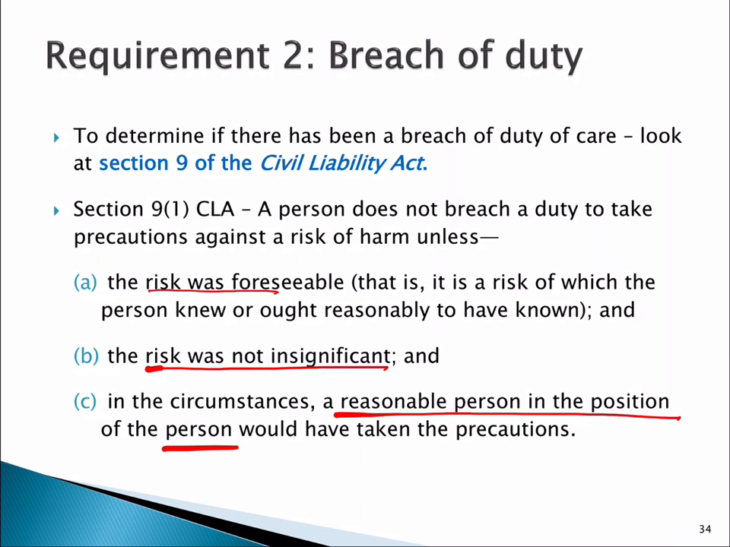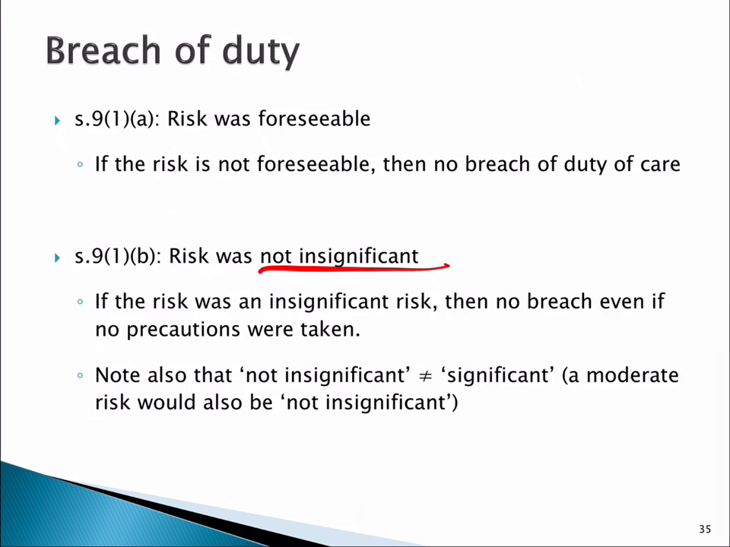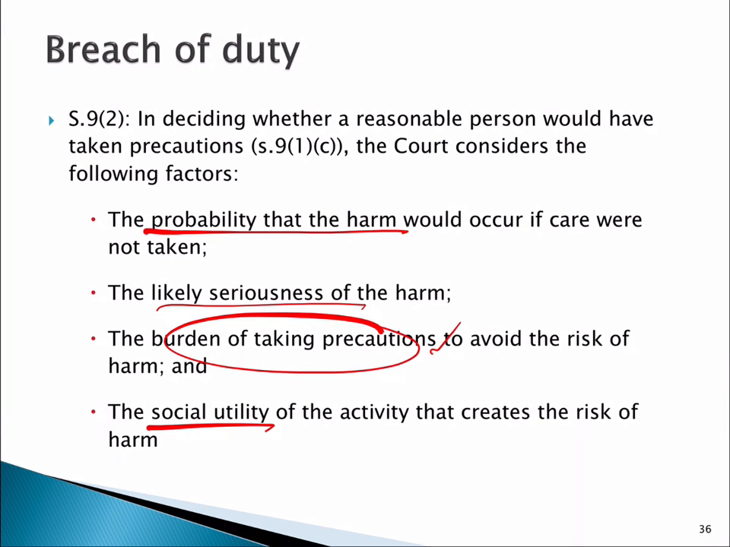So just to summarise again, what's required under Section 9 for a breach is that the risk is foreseeable, it's not insignificant, and a reasonable person in the position of the defendant would have taken precautions. To work out whether a reasonable person would have taken precautions, we look at the probability of the harm, the seriousness of the harm, the burden of taking precautions, and the social utility of the activity that creates the risk. If we establish someone owes a duty and that they've breached the duty, we can move on to the third element of the test, which is, did the breach cause the harm, in our next video.